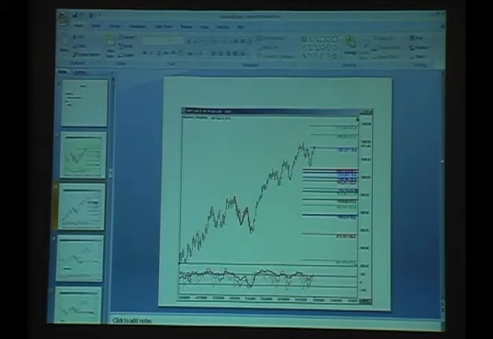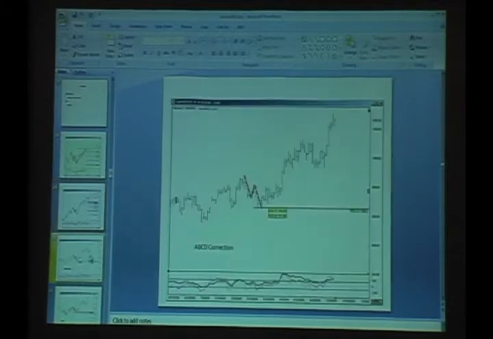A couple of other examples. Okay, here is, I just want to show you something here. Little zigzag pattern.